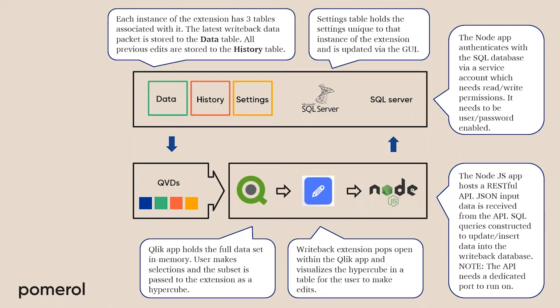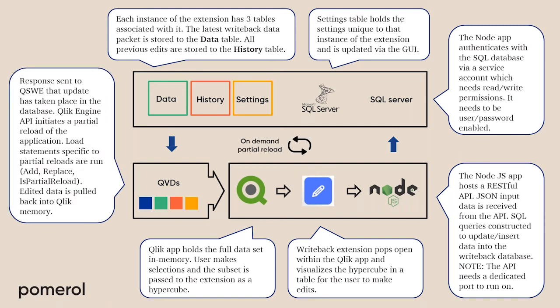So once those edits are committed, a confirmation or response is sent to the writeback app that the update has taken place in the database. The Qlik Engine API initiates a partial reload of the application. So load statements that are specific to partial reloads are run in the Qlik load script. Those are the add, replace, or is partial reload functions, and we'll also take a look at those shortly. And that edited data is pulled back into Qlik into memory.